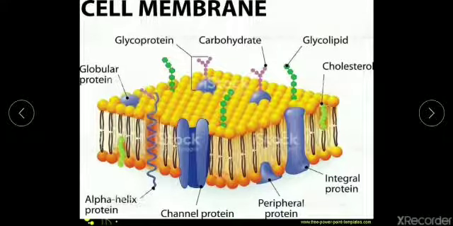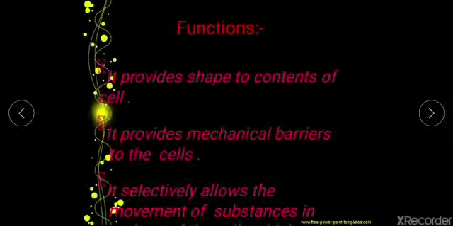Now the next thing is the function of the cell membrane. The question arises, what is the function of the cell membrane or plasma membrane? The first thing is it provides shape to the contents of the cell. This point is specifically related to animal cells, because in animal cells there is no cell wall present. So there is only the cell membrane on the cell, and because of this, it provides a proper shape to the cell.